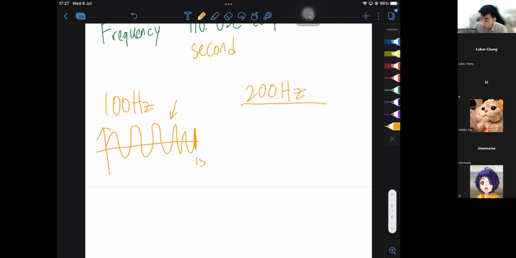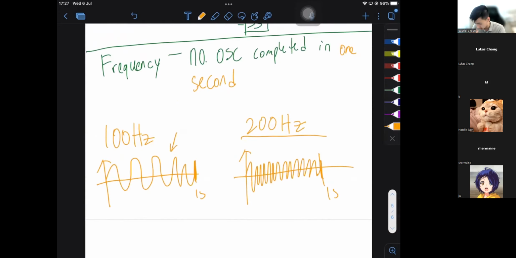If I have 200 hertz, obviously it's going to be more dense than the 100 one. It will be something like this, because it's double the amount. And these 200 oscillations only took a total time of 1 second. By definition, and this is important, guys, you need to know this: frequency is the amount of oscillations completed per second. And the formula for frequency is given as F equals 1 over period.